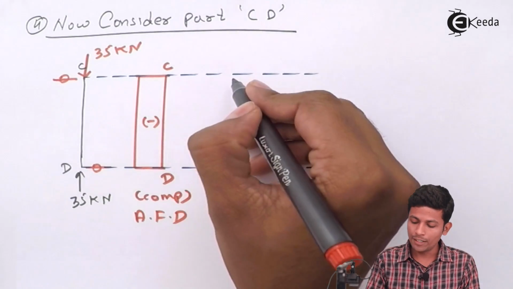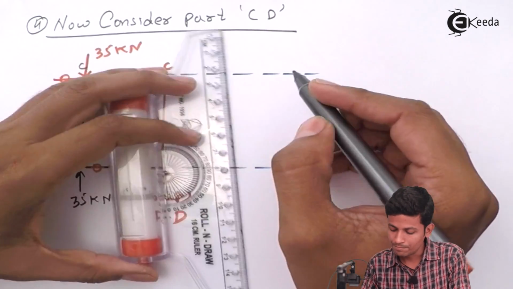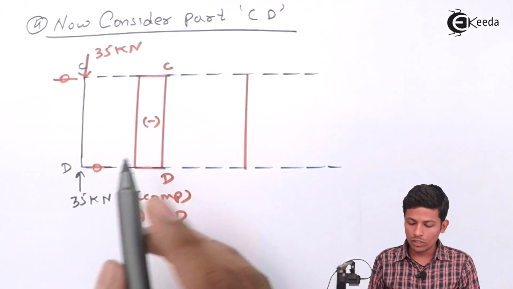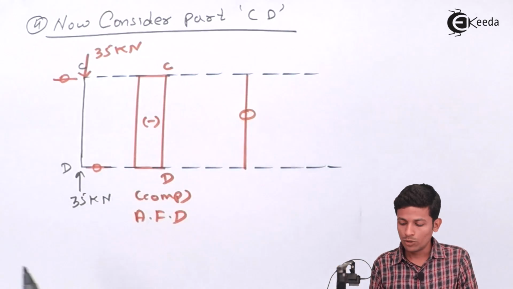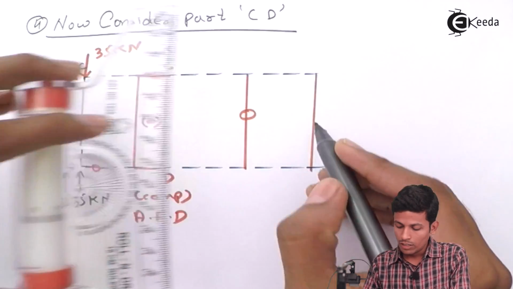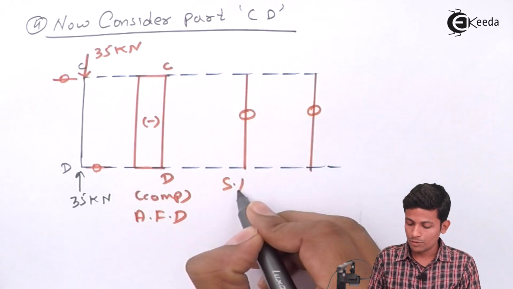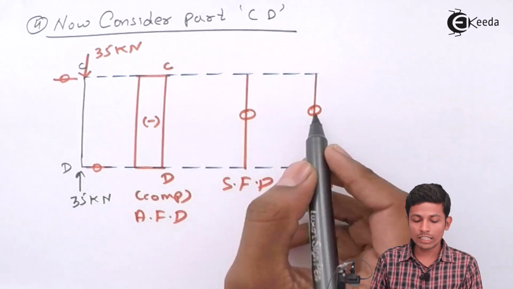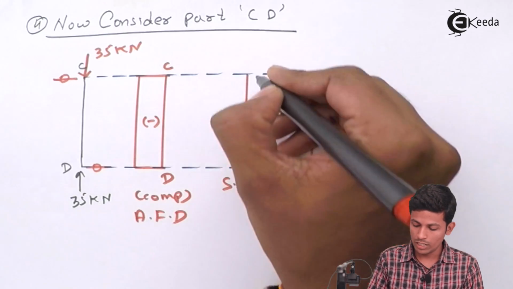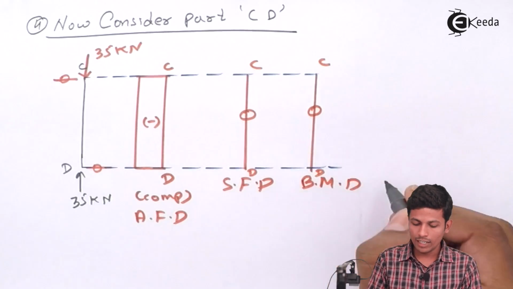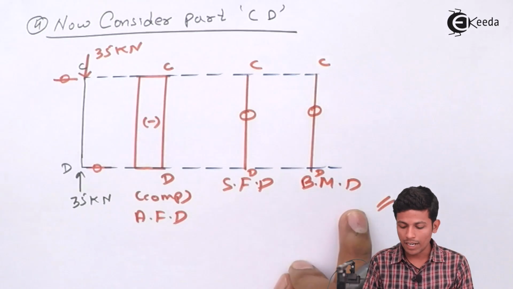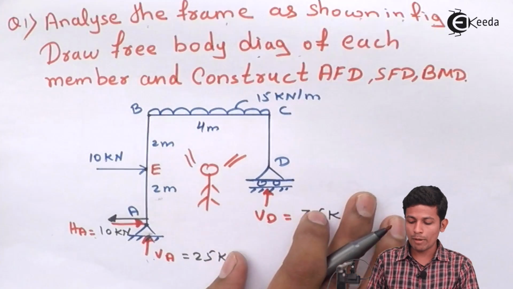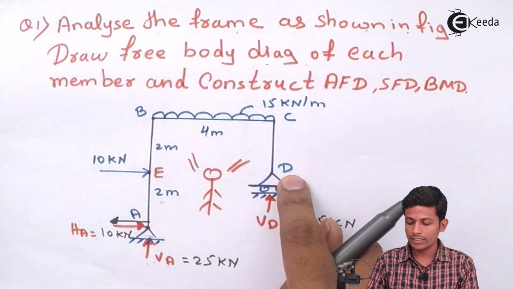Now what about the SFD? Now draw the shear force diagram. See, there is no horizontal load, that's why the shear force will be 0, and there is no horizontal load, that's why the bending moment is also 0. This will also get 0. This is your C and D. Here we are done with this part of AFD, SFD and BMD. We can draw all three members AB, BC and CD.